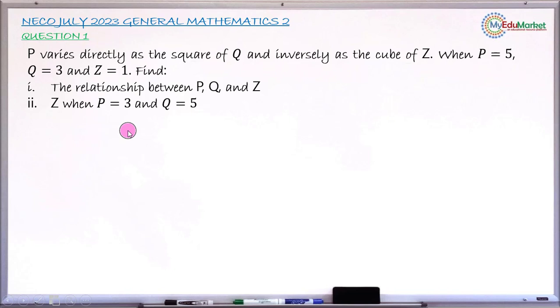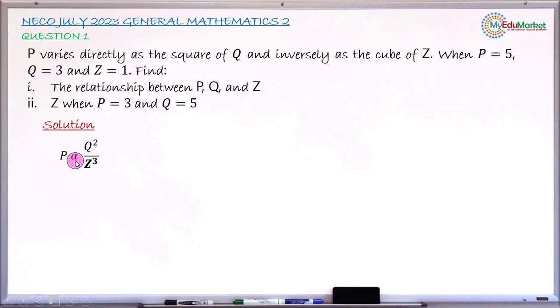So, solution to this problem, what you do first is to convert this statement from English into mathematical symbols. If I go back to the question, it says P varies directly as the square of Q, and the same quantity P varies inversely as the cube of Z. So it's this statement that you change first into mathematical symbols. To do that, you write P with the sign of proportion, and you write Q squared because P varies directly as the square of Q, and you write Z cubed down because it is inverse proportion with the cube of Z. So this is what you write first.